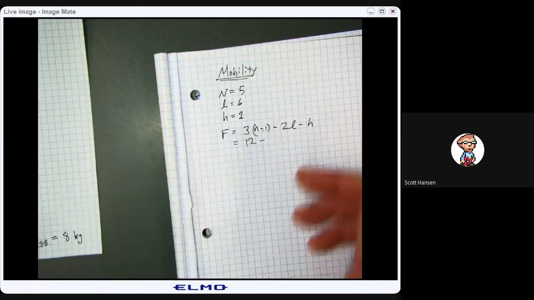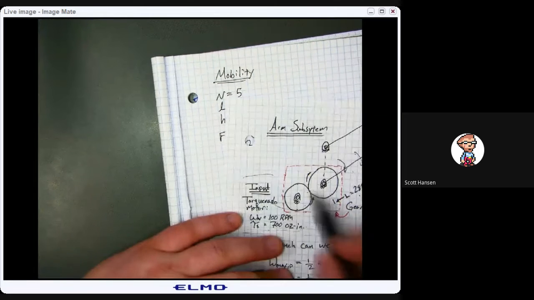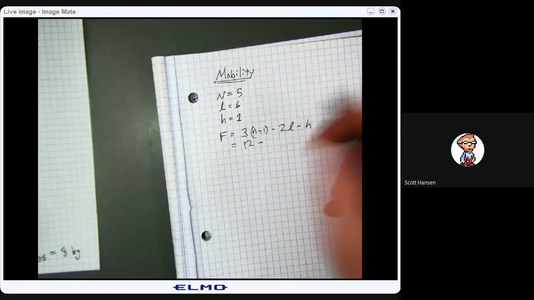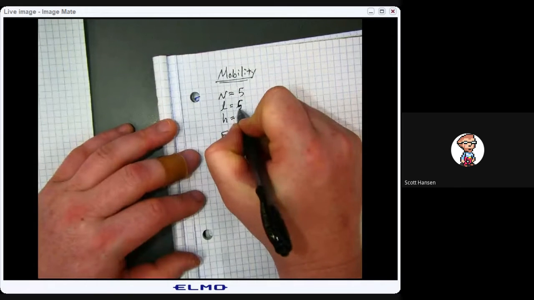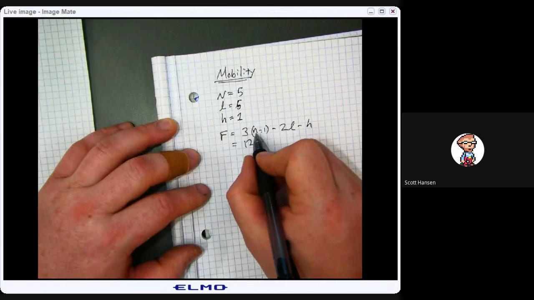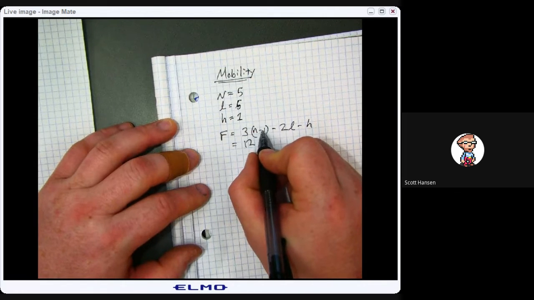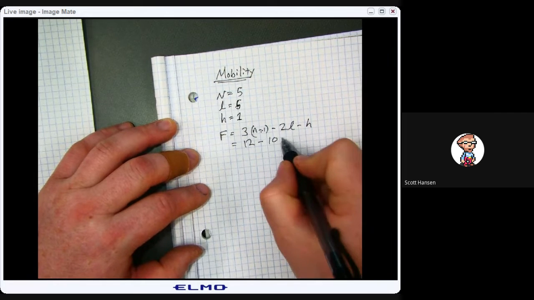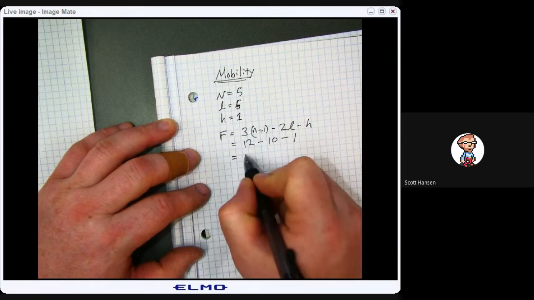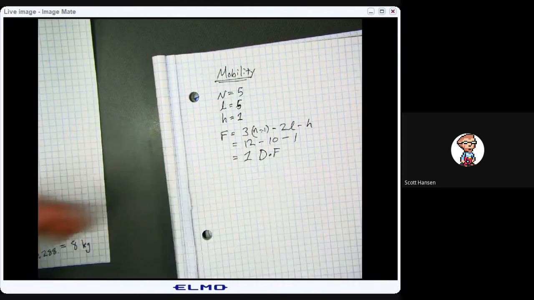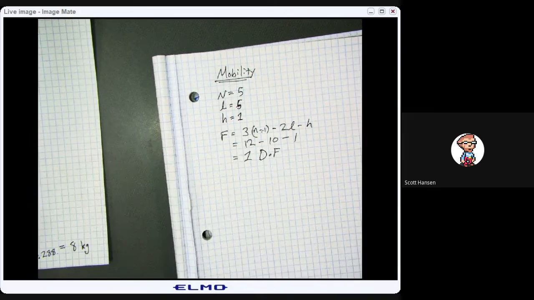Man, I can't count. 1, 2, 3, 4, 5 lower pairs. So that'll give me 5 minus 1. Okay, then minus 2 times 5 is 10, minus 1 equals 1 degree of freedom. So that could be part of your analysis as well.